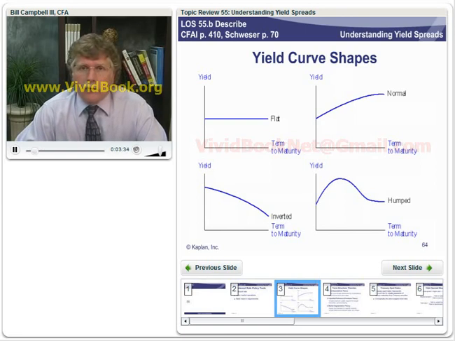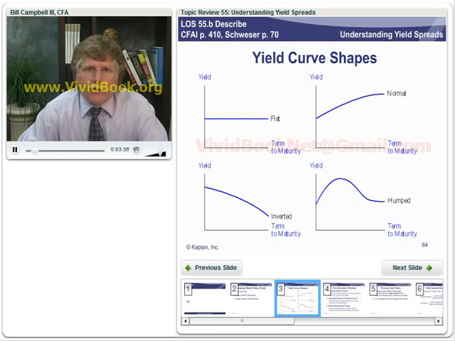All right, to understand yields, you have to understand the yield curve. Now, the yield curve, notice on the horizontal axis we have time to maturity. On the vertical axis we have yield. So this is a curve that gives us, for any different time to maturity, 1 month, 3 months, a year, 2 years, 3 years, 5 years, 10 years, 30 years, whatever, what is the required yield for that term to maturity?